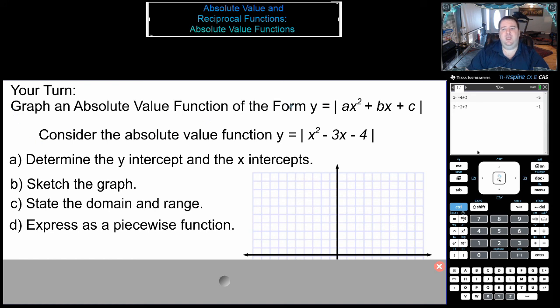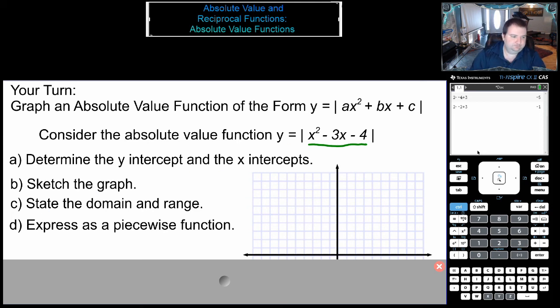So go ahead and try this out. You have a parabolic function now. You're going to need to find the x and y intercepts, sketch the graph, state the domain and range, and express it as a piecewise function. Go ahead and try this out on your graph paper. Come back when you think you have the solution and you can check your work.